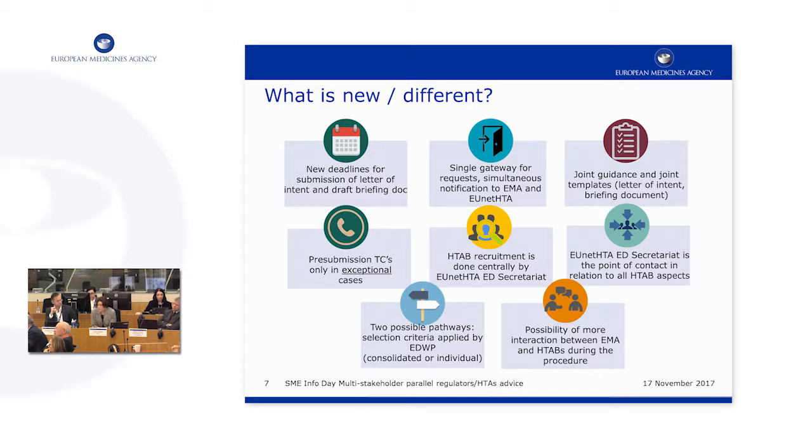As I mentioned, there are two variants, PCI, the individual one, and the consolidated one, and this is decided by the Early Dialogue Working Party. Then we have also built into the procedure more opportunities for interaction, closed interaction between regulators and HTAs.